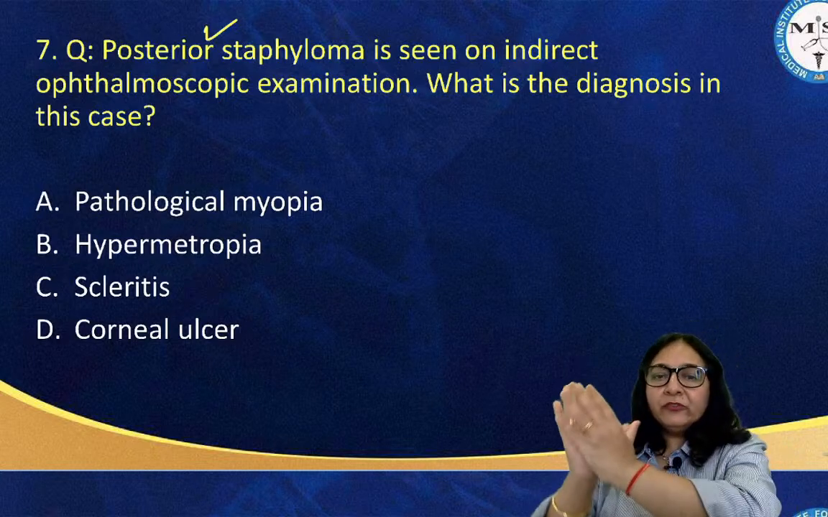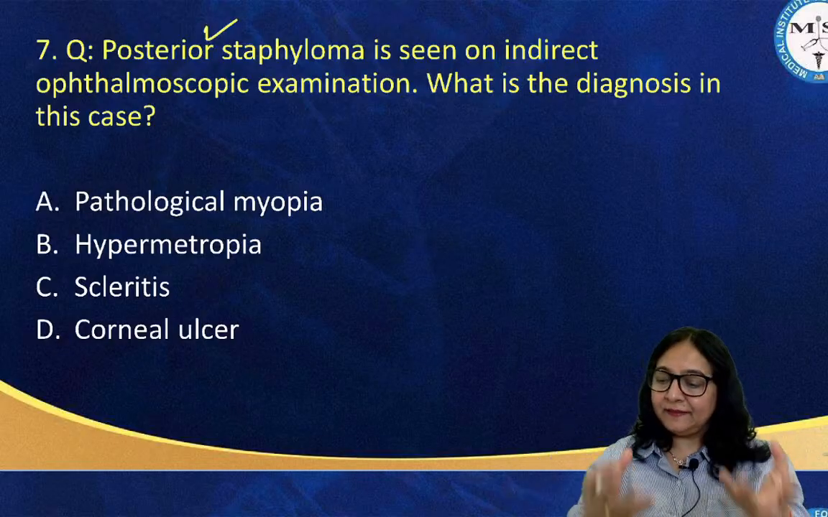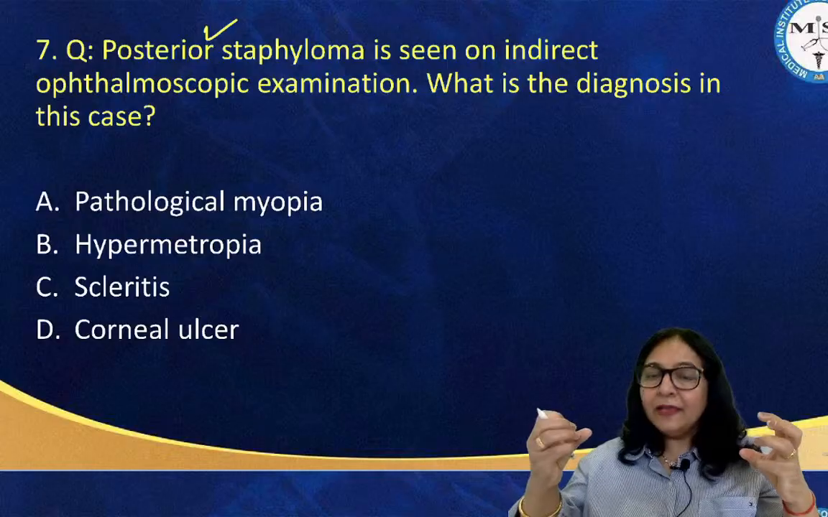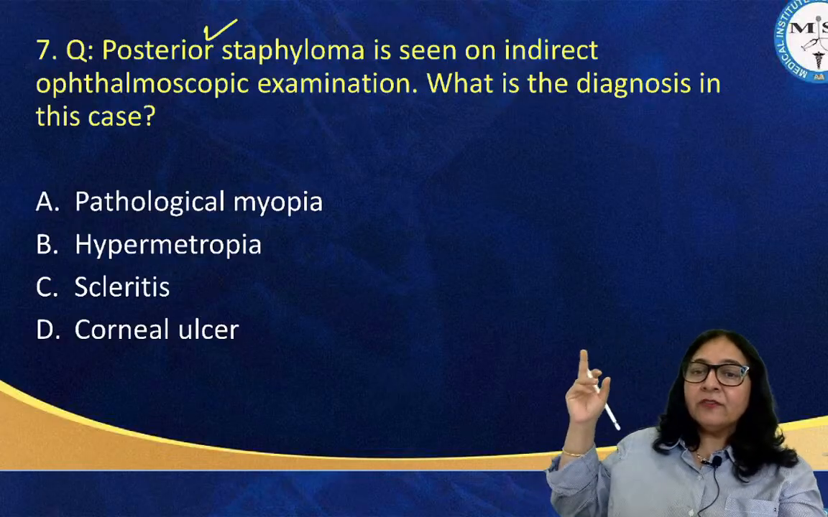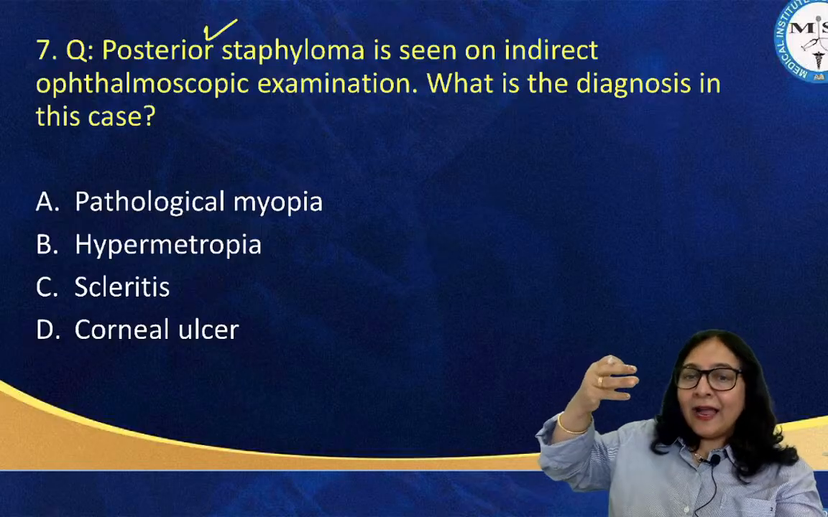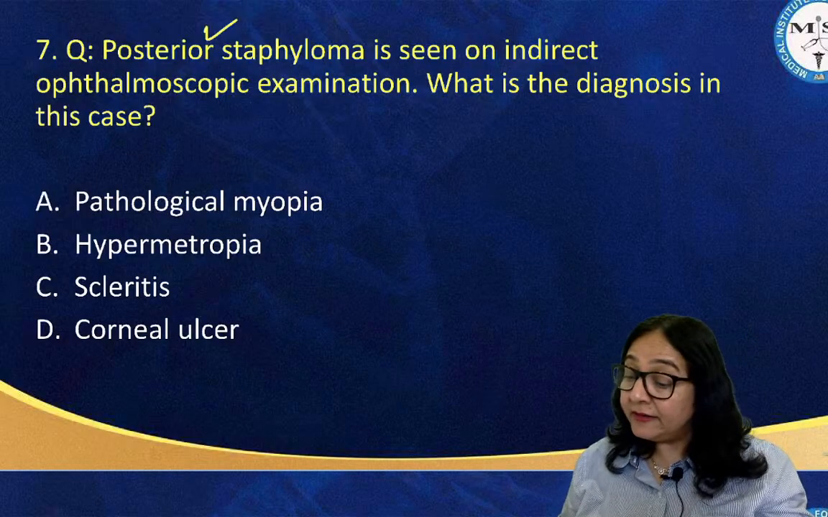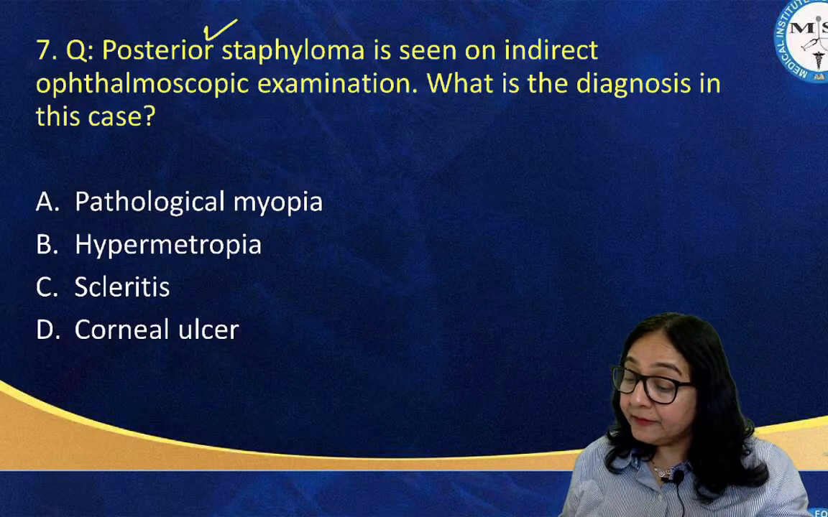ठीक है, the posterior part of the eyeball, because in high myopia the eyeball is bigger in size. As I just told you, the eyeball is stretched out. So because of that, there is thinning in that area and there is bulging out of the posterior part of the eyeball, what we call posterior staphyloma. ठीक है जी?